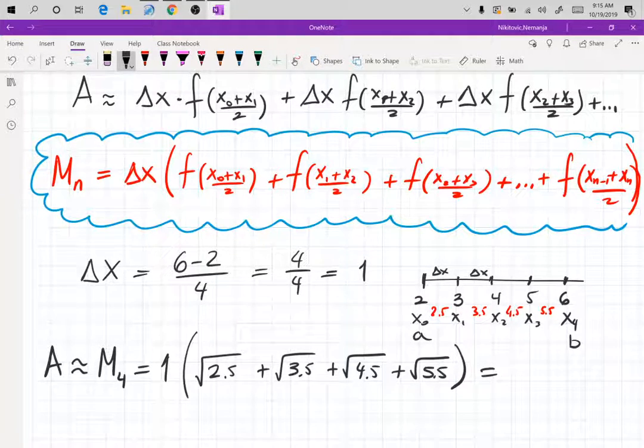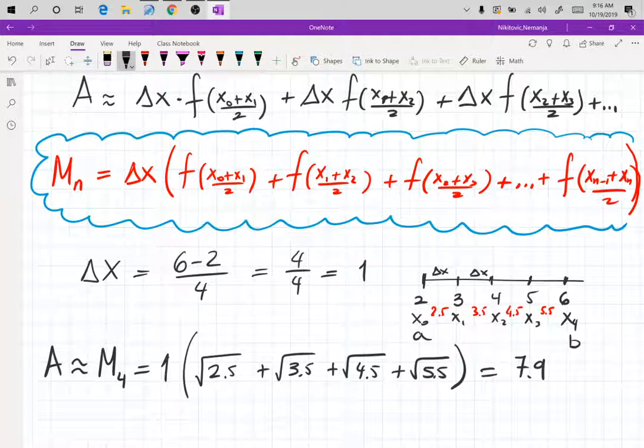We had the 7.3. We know that was less than what it should be. So now we're just going to have the square root of 2.5 plus the square root of 3.5. Plus the square root of 4.5. And finally, plus the square root of 5.5. And that should give us 7.9. So now area is approximated to be 7.9.